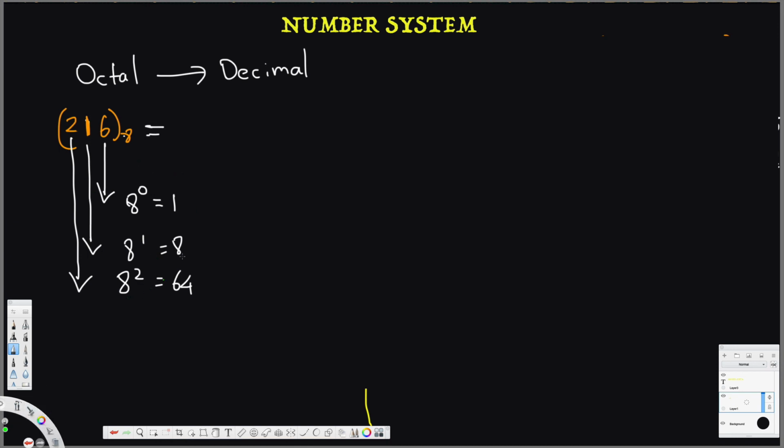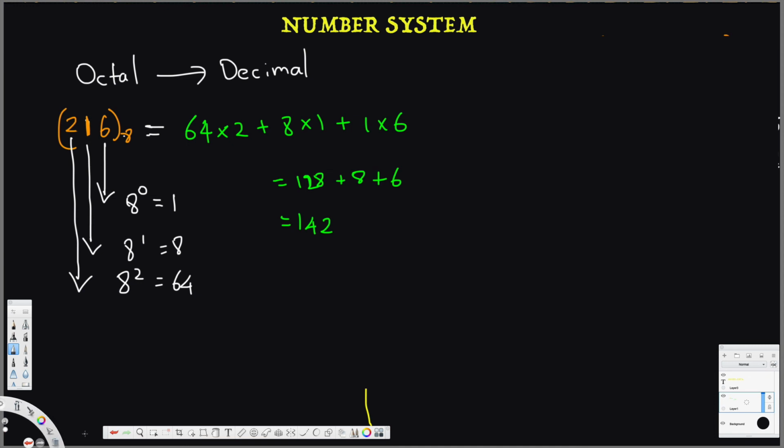So first we have 2 taking the place of 64. 64 times 2 plus 8 times 1 plus 1 times 6. If we multiply this, 128 plus 8 plus 6. 128 plus 8 is 136. 136 plus 6 is 142. 142 is the number we are going to have here. And that is about this. Now let's look at another one.